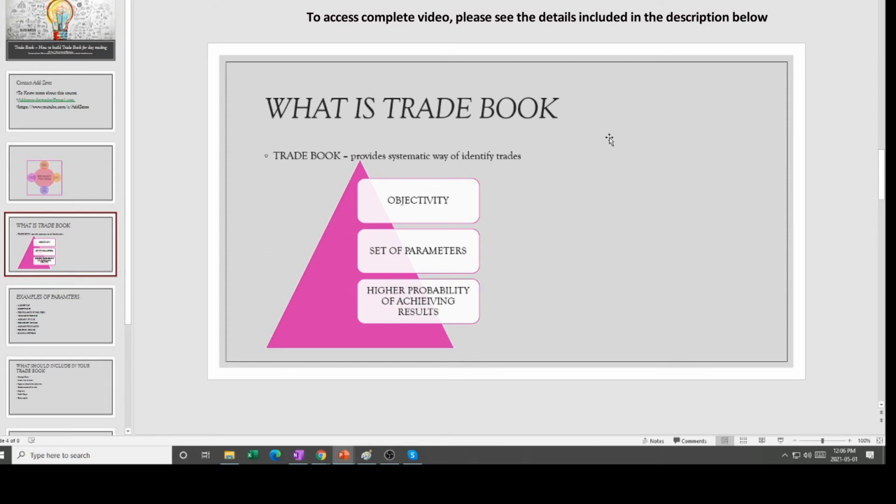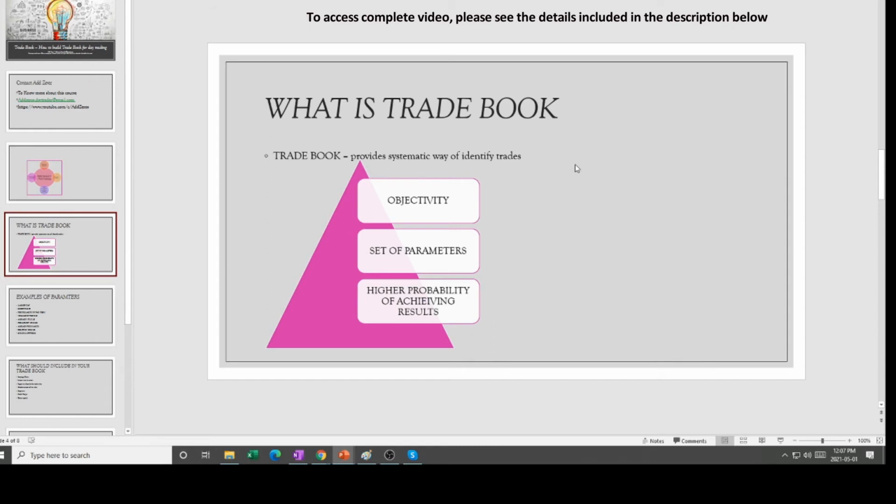So, a trade book provides a systematic way of identifying trades. That's, in a nutshell, what a trade book is. But in order to have a systematic way of identifying the trades, you need to have certain things embedded into your trade book. What is the first thing the trade book would help you with?